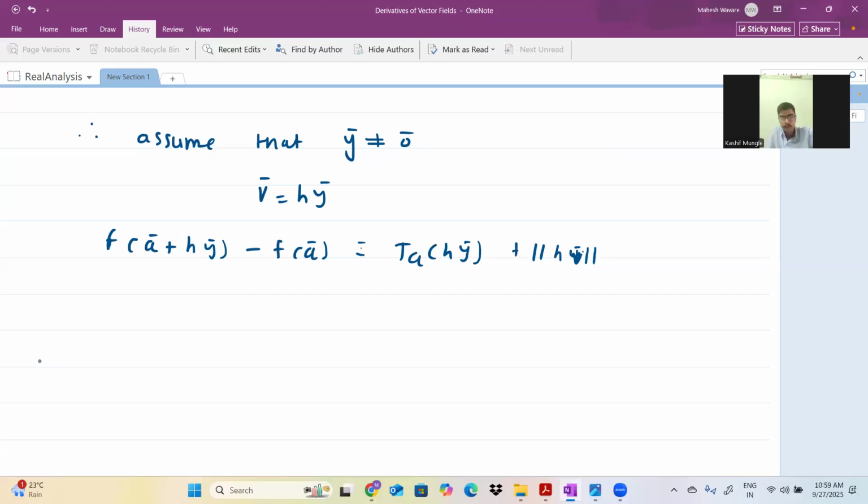I'm putting the value of v as hy. So here it is hy. This value is the norm of hy, and this is multiplied by the vector quantity E_a(v). And this E_a(v) tends to 0 as v tends to 0. What do you mean by v tends to 0?